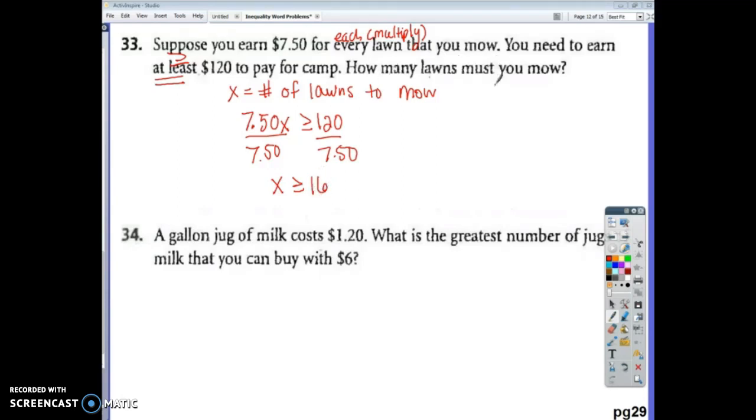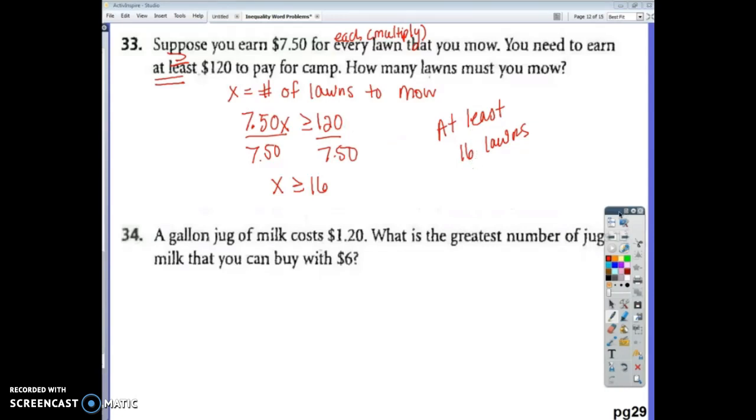So, how many lawns must you mow? At least 16 lawns. In order to earn at least $120, I must mow at least 16 lawns.